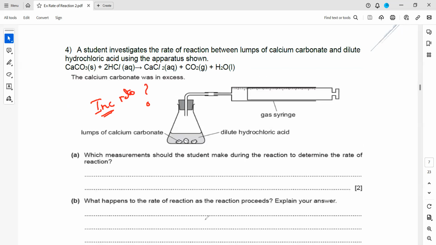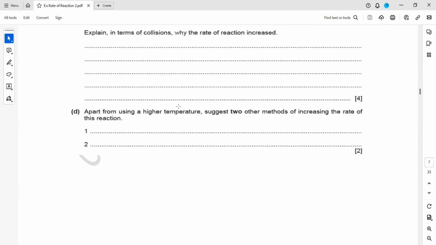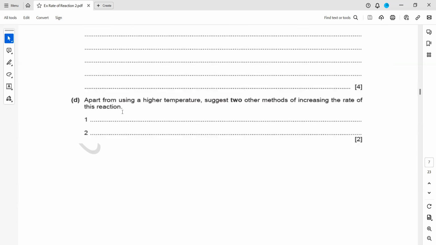So I can increase the concentration, that's good. And increase the surface area, that's also good. I can use powdered calcium carbonate, or I can use a high concentration of hydrochloric acid. So increase surface area. It's the same thing: increasing the concentration of hydrochloric acid will increase the rate.